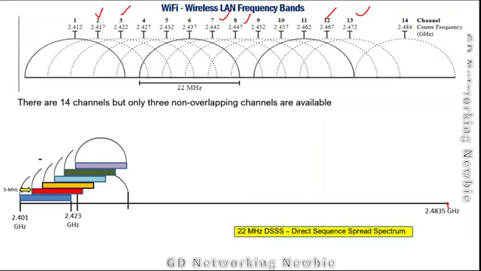Yes, so we discussed that the width of all these channels is 22 megahertz. So this will be 22 megahertz when we will be using DSSS, the direct sequence spread spectrum technology. And if we will be using OFDM, then we will have a 20 megahertz wide channel. So the width will be 20 megahertz in that case.